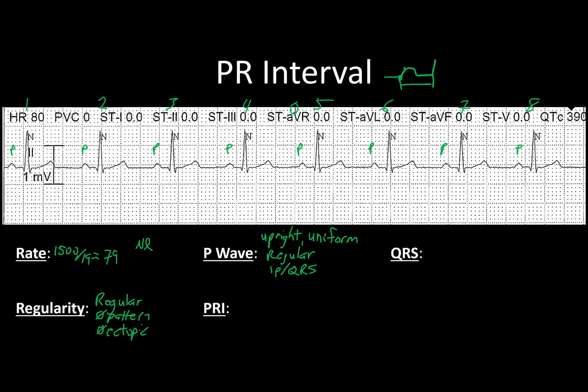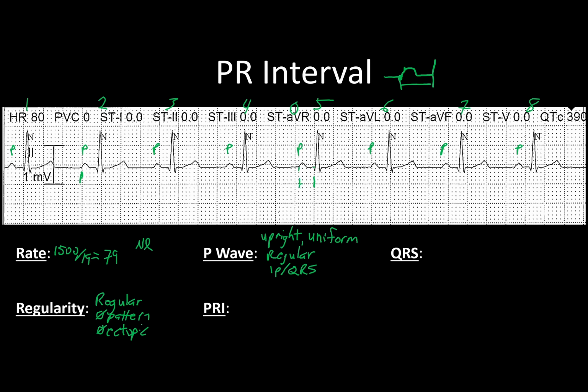So I always like to choose a P wave that either starts on one of the solid lines, like this one over here, the P wave started on one, or where the PRI ends on a solid line, like this one right here actually ends just about on a solid line. So we'll measure these two. And my P wave starts about right here.